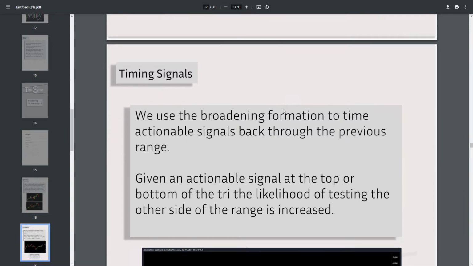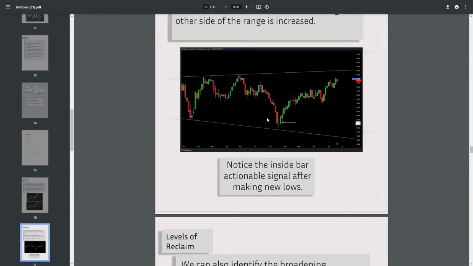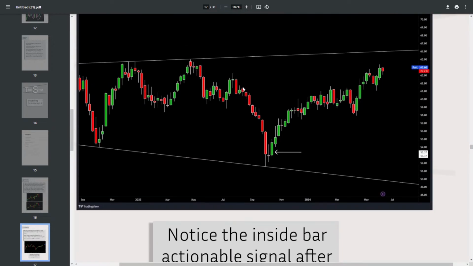Now, the way we use this is to time actionable signals back through previous range. So one of the truths or one of the things that we can identify is given an actionable signal at the top or bottom of the try or the broadening formation, the likelihood of testing the other side of the range is increased. So for example, you can see drawn from right to left, there's a lot of smaller tries in here, sub tries, which we'll talk about, but the bigger try, slight higher highs to this stuff, and then slight lower lows to this stuff here.